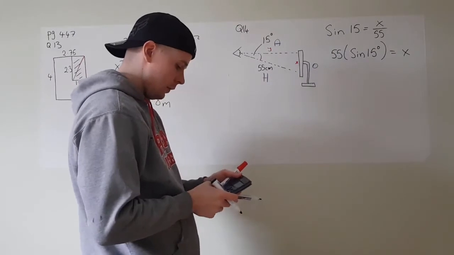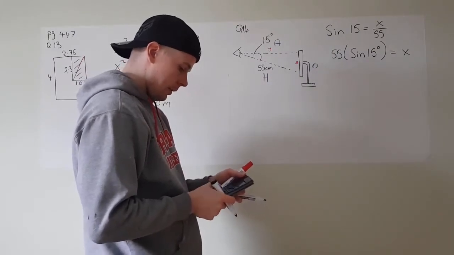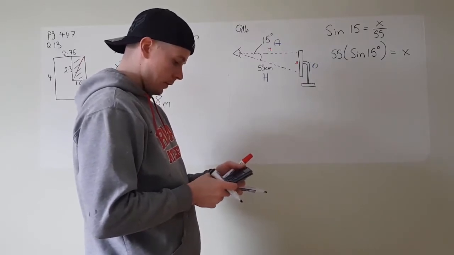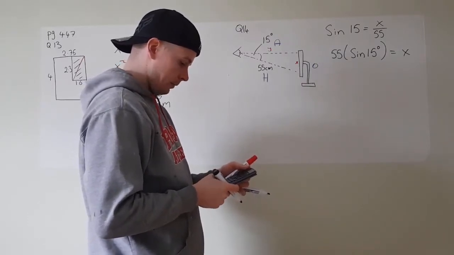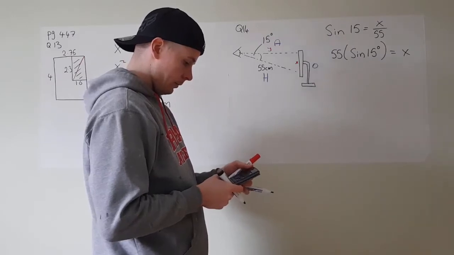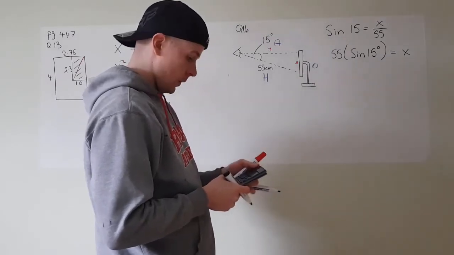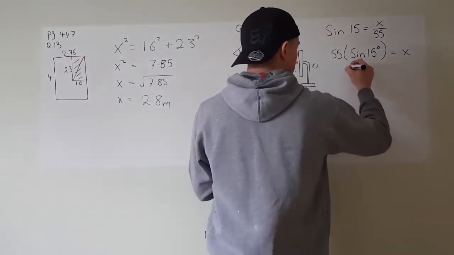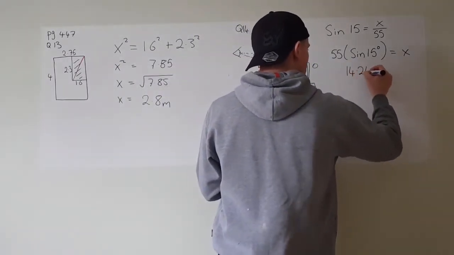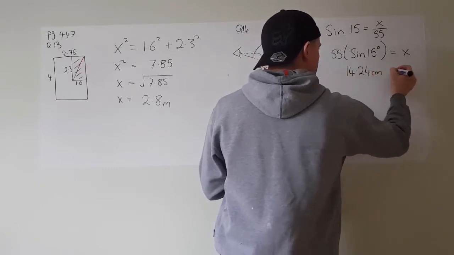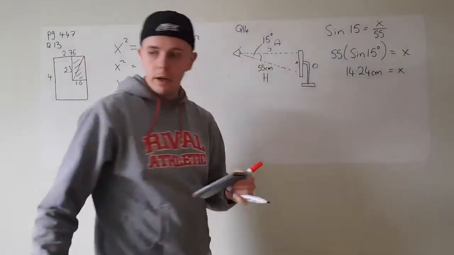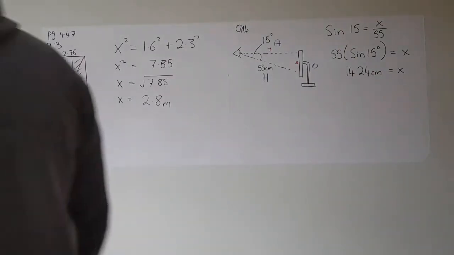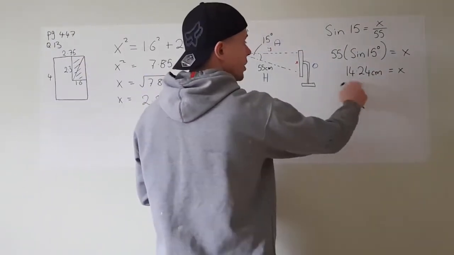So 55 by the sine of 15. Alright, and we're getting 14.24. So 14.24 centimeters is equal to x. And we're asked to give that to correct one decimal place, so it'll be 14.2.